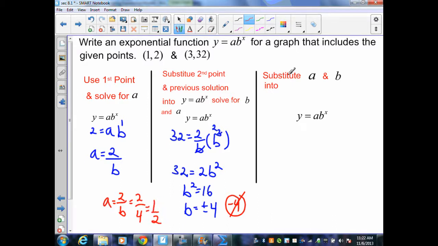Now I finish up by substituting a and b into my exponential function. I have y equals a, which I determined to be 1/2, times b, which is a positive 4, to the x. So my exponential function is a growth of y equals 1/2 times 4 to the x.